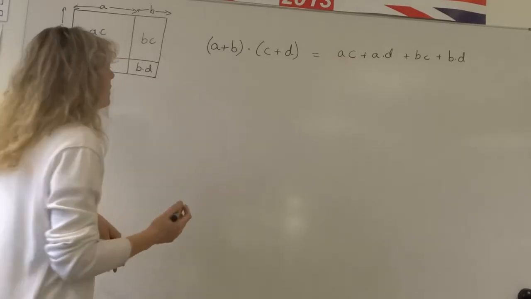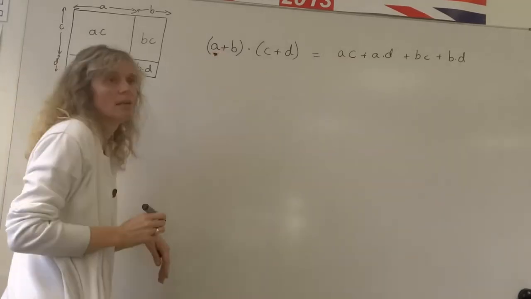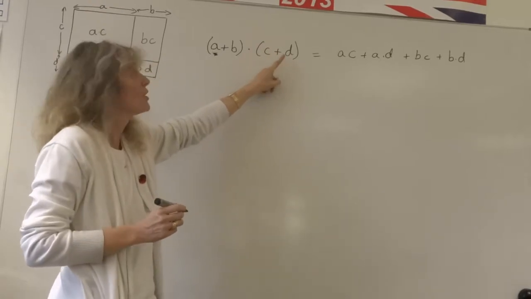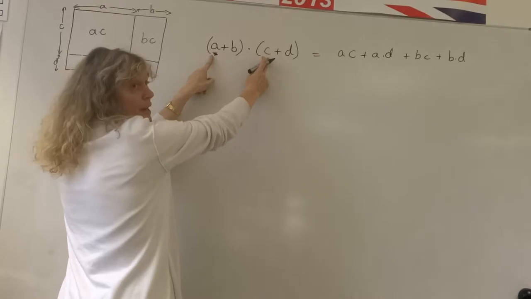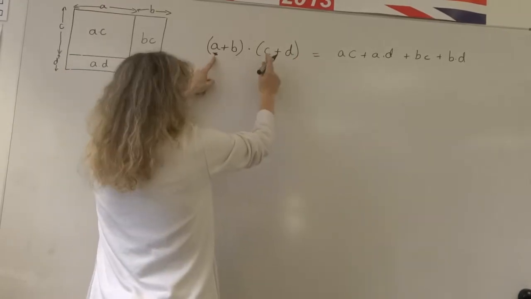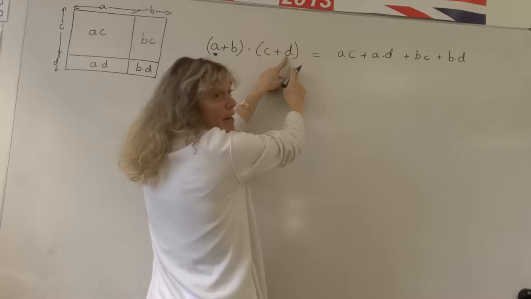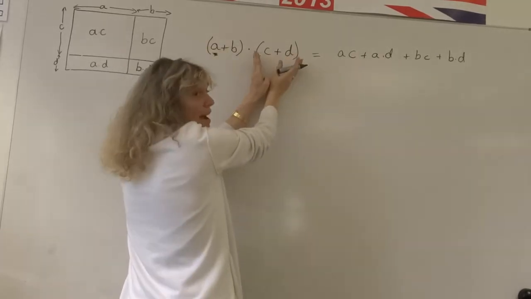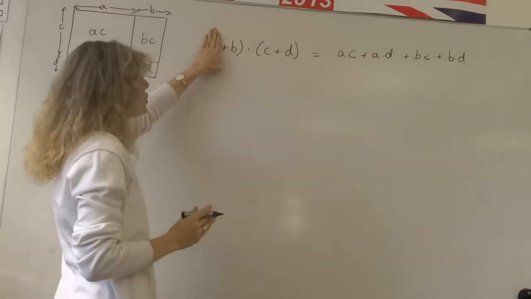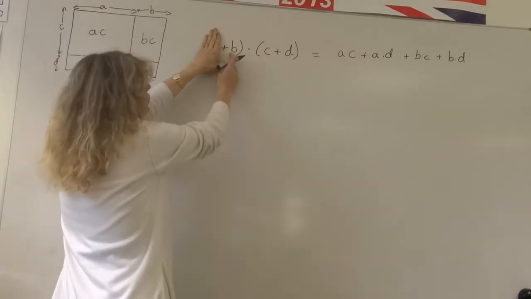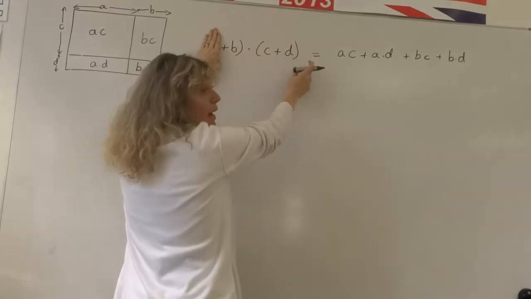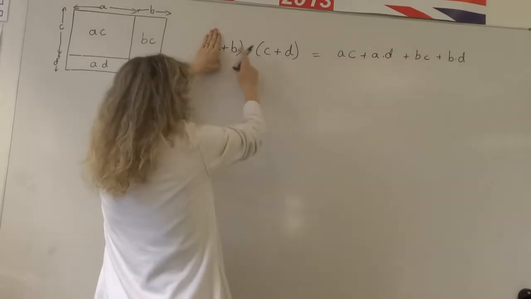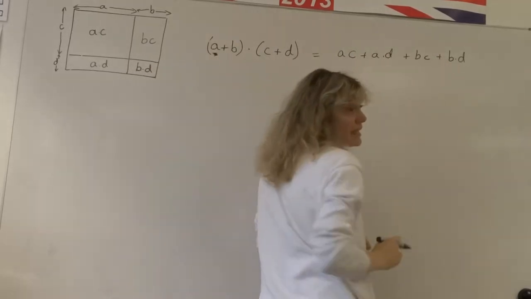Well, what it means is that you take this a and you multiply it by both of the terms in the bracket afterwards. So you take a and you multiply it first by the c, then you take the a and you multiply it by the plus d. So you're taking this a and multiplying it by everything in that bracket. Then you finish with the a. The next thing you do is you take your plus b and you multiply it by everything in this bracket. Plus b times c would give me bc. Plus b times d would give me bd.